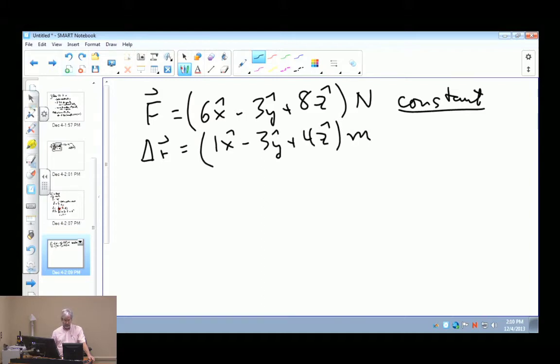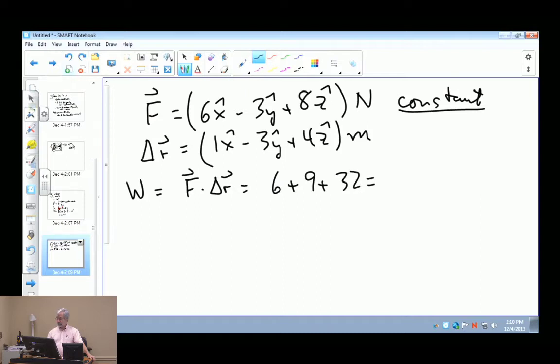How much work is done on a body that's displaced through a displacement delta r against the force F? How much work is done by that force? So you have the dot product, and then, okay, it's 6 plus 9 plus 32. That's 47. And remember to put in the units, Newton meters, which are joules: 47 joules.